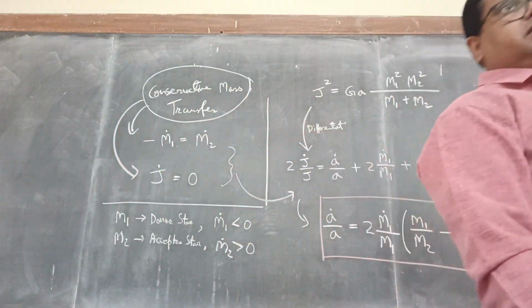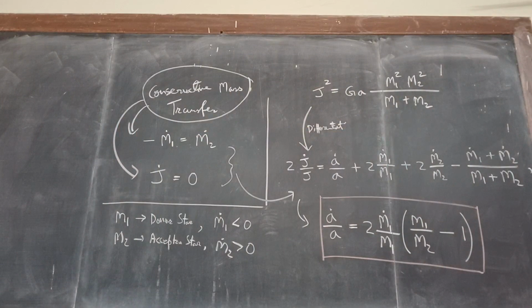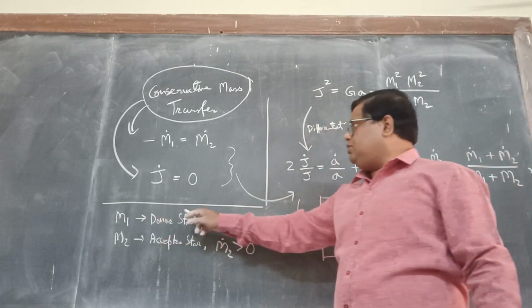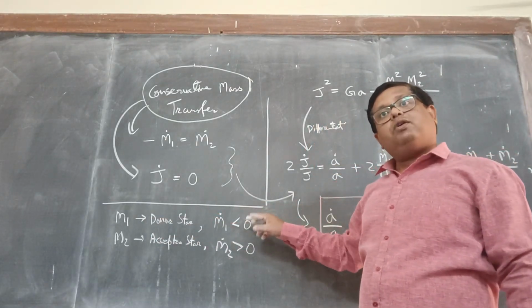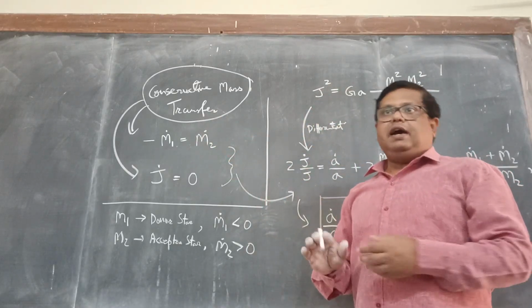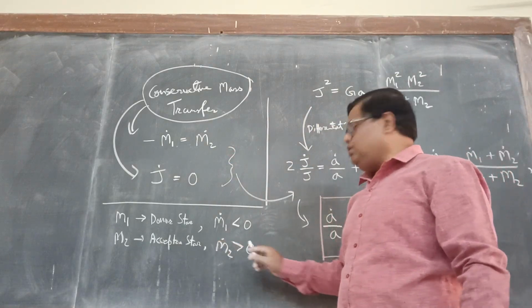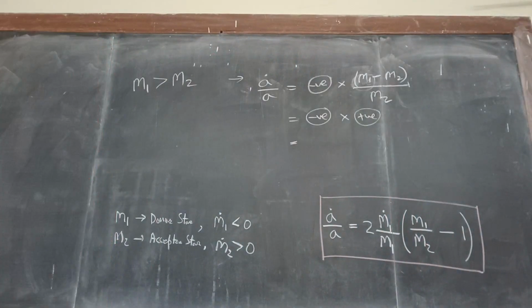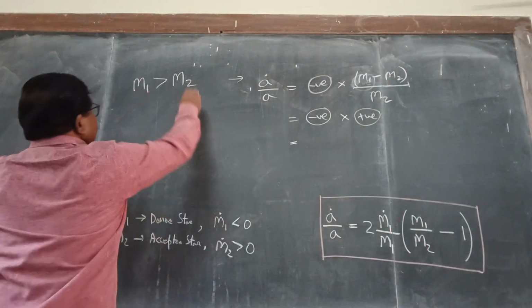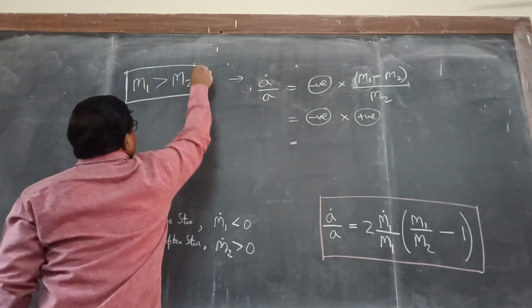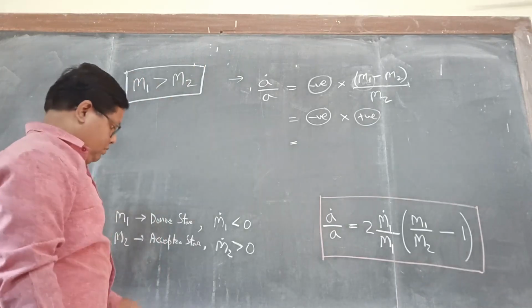Any questions? No question. Now, before moving further, you have to understand that if M1 is the mass of the donor star, then M1 dot will be negative, since it is giving away mass. So M1 dot is negative, and M2 is the acceptor star, so M2 dot will be positive, right? Now let's see. First let us consider the case where the donor has more mass than the acceptor star, M1 greater than M2.